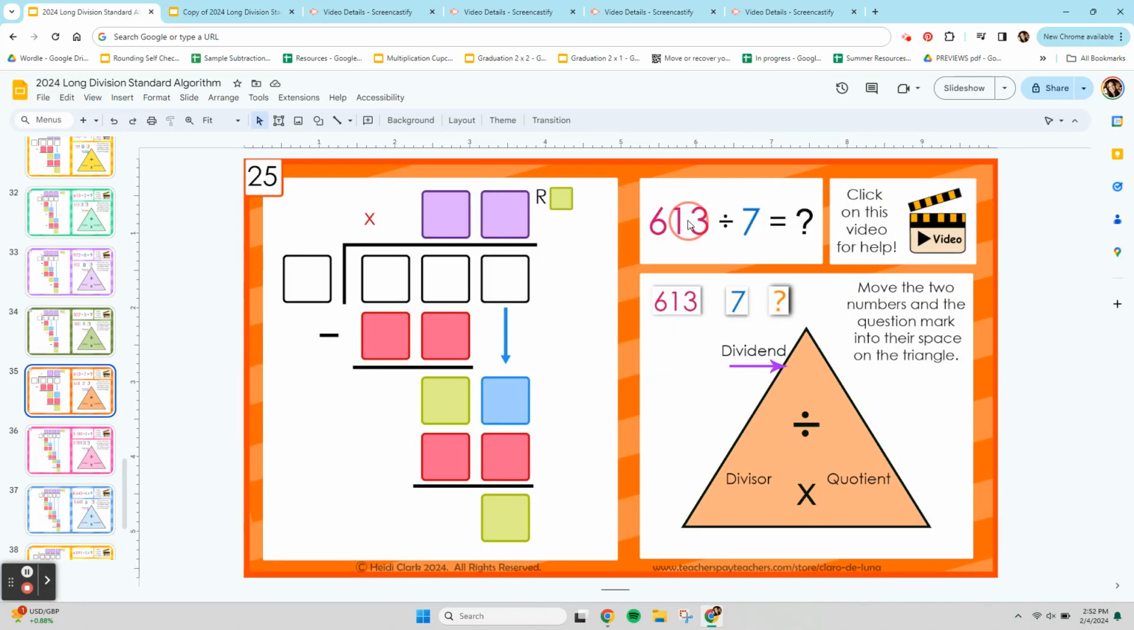Let's do 613 divided by 7. 613 is our biggest number, so imagine if you had 613 apples. You were dividing them up into baskets.